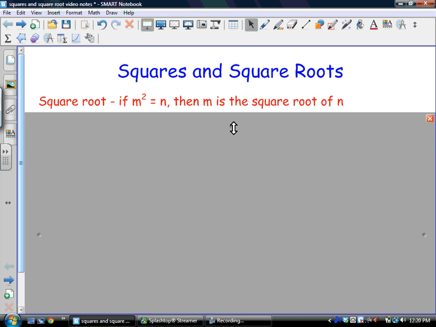So square root, definition of that, you can see right here. If m squared is equal to n, then we say that just plain old m is the square root of n. So I'll give you a couple examples here to show you what we mean by that.